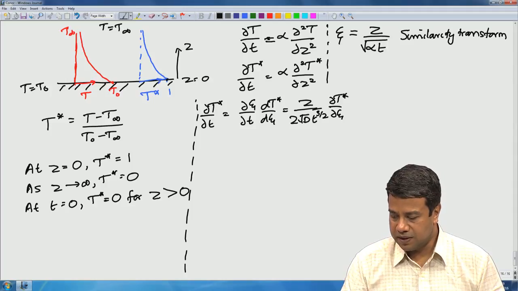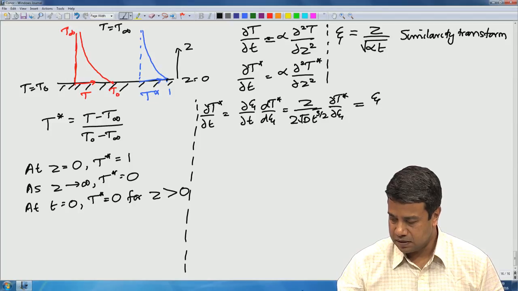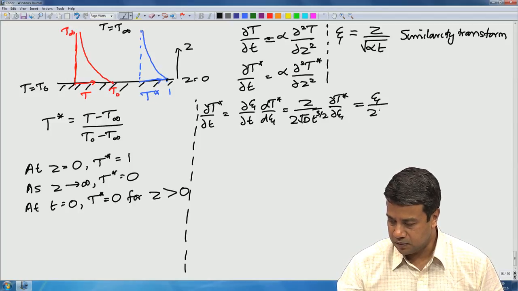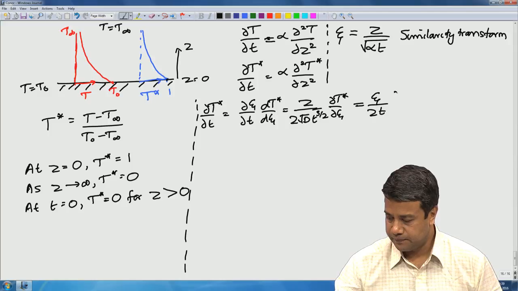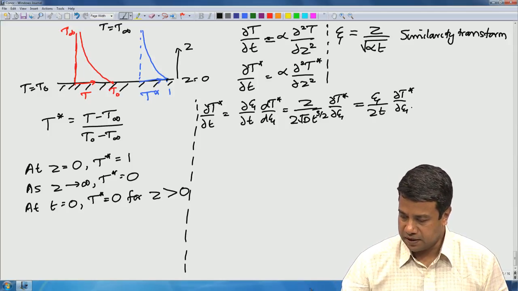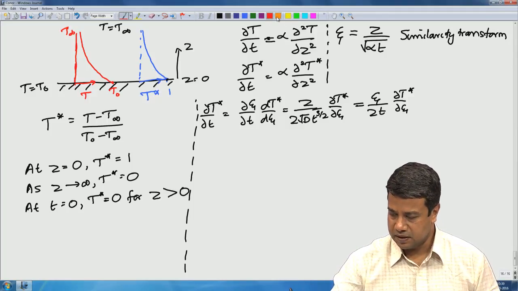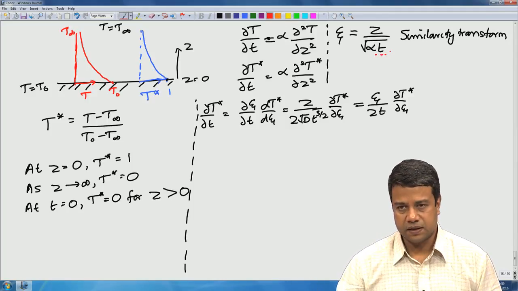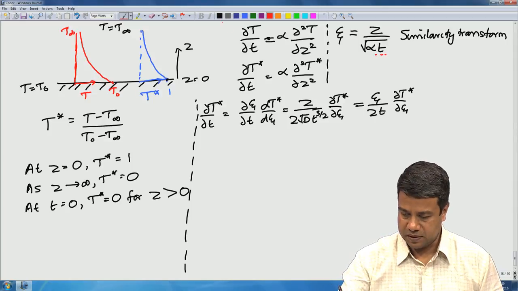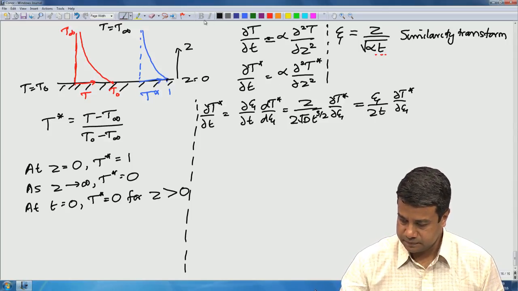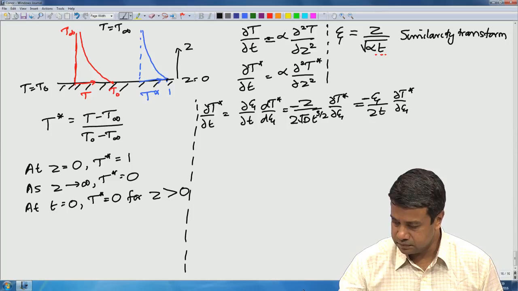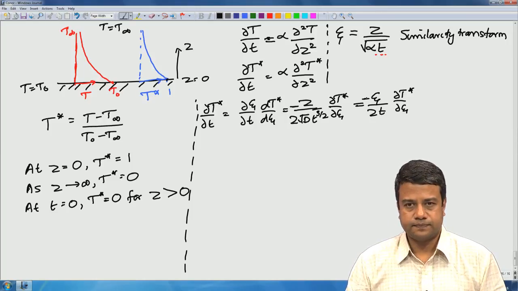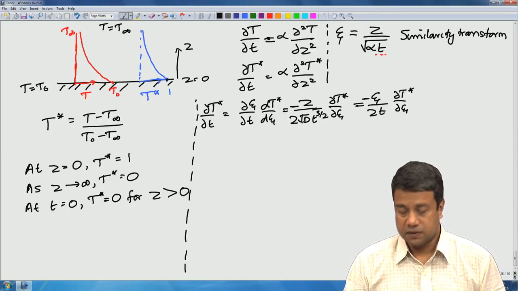And z by root alpha t is psi itself. So, I will get psi by 2t. I should have a negative sign here because in this case t is in the denominator. So, when I take the derivative I get minus 1 by 2. So, I should have a negative sign here. So, that is for the temporal derivative.